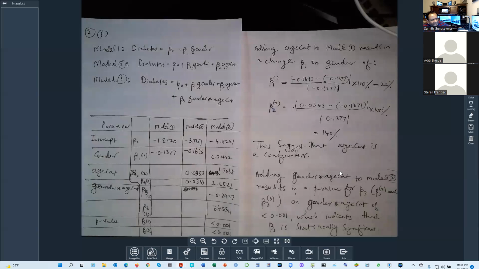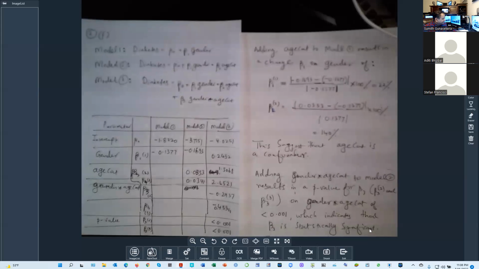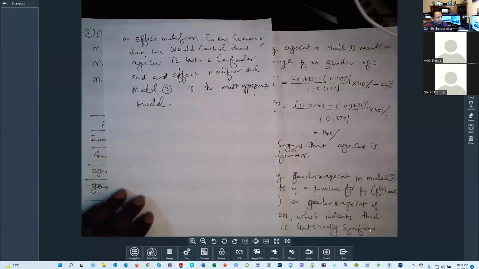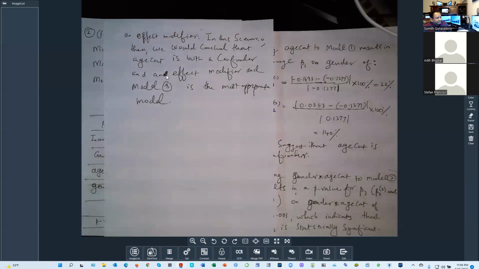As I say, adding gender to the main model 2 results in a p-value. Look at the p-values, which indicate that beta 3 is statistically significant. We know that one is statistically significant already, so we can say that it's an effect modifier. We don't have to go in this route. We know it's an effect modifier because there's an interaction.